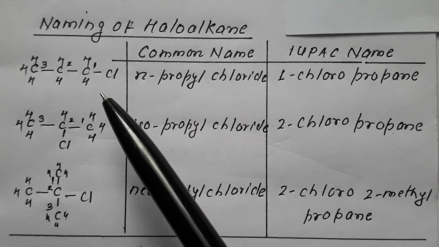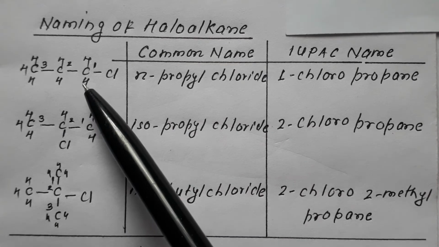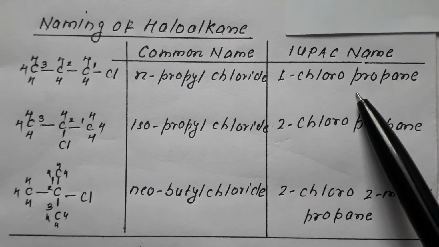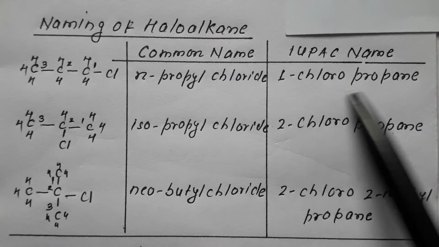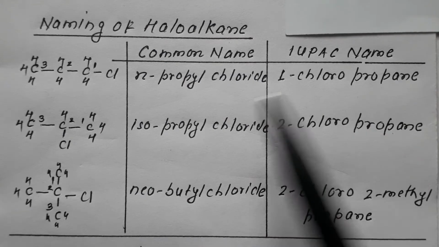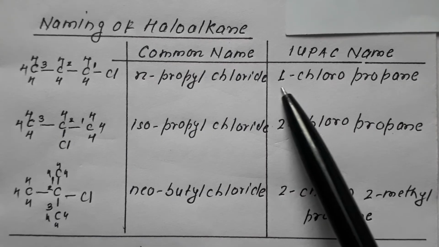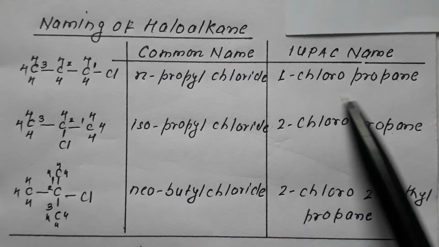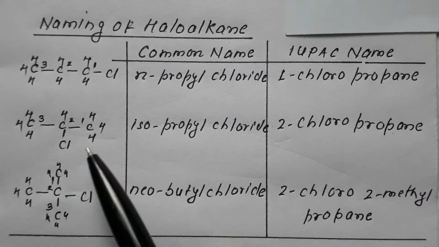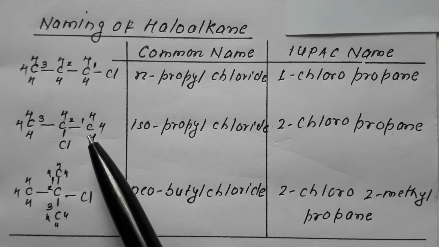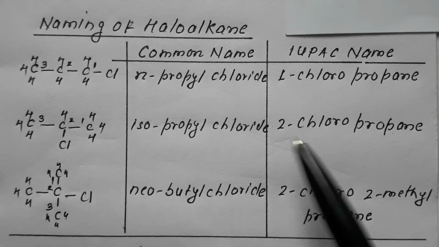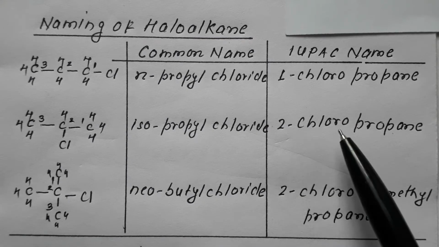Now if I write the IUPAC name, the total number of carbon in the chain is 1, 2, 3. So 3 carbon is prop. Between them there is single bond, therefore ane. So this is propane having chloro at number 1. This is termed as 1-chloropropane. This is again a 3 carbon compound, prop, single bond ane, having chloro at position 2. So this is termed as 2-chloropropane.